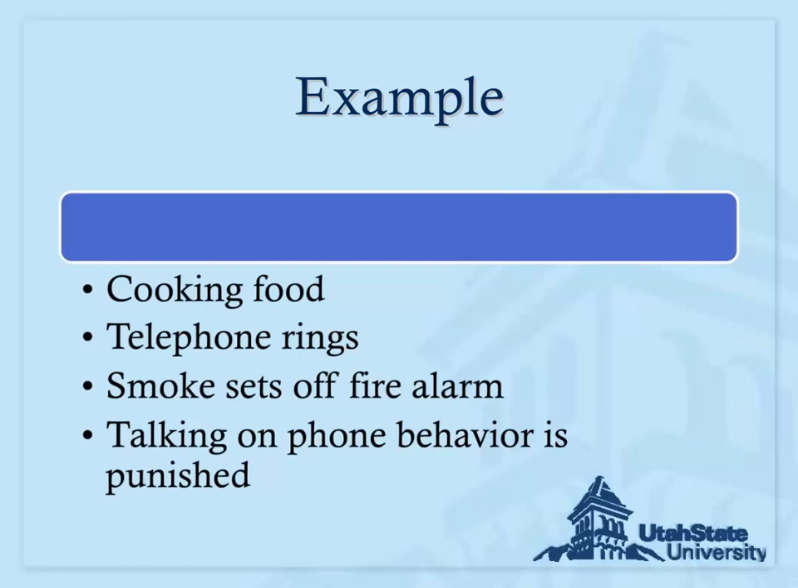For example, if you are cooking food and stop to answer a phone call, if you are not paying attention, after time that food may start to burn. The smoke might set off the fire alarm and the loud noise might be aversive to you. If that noise is an effective punisher, you will be less likely to answer your phone while cooking food in the future. In this example, no one is intentionally punishing your behaviors, but punishment occurs naturally.